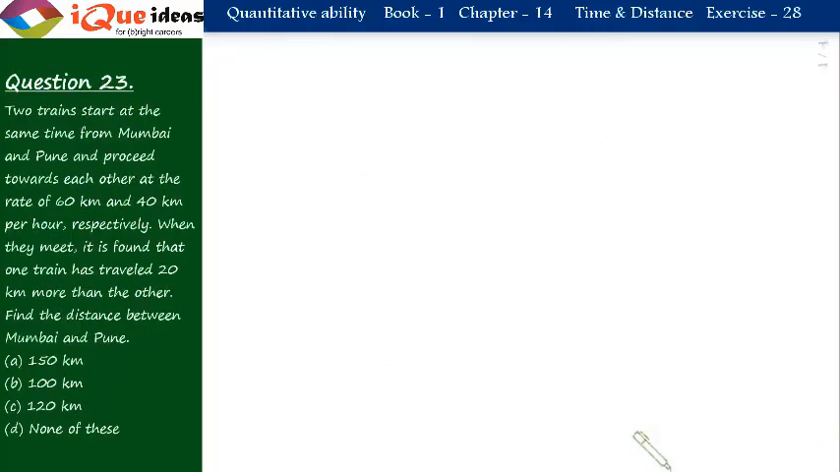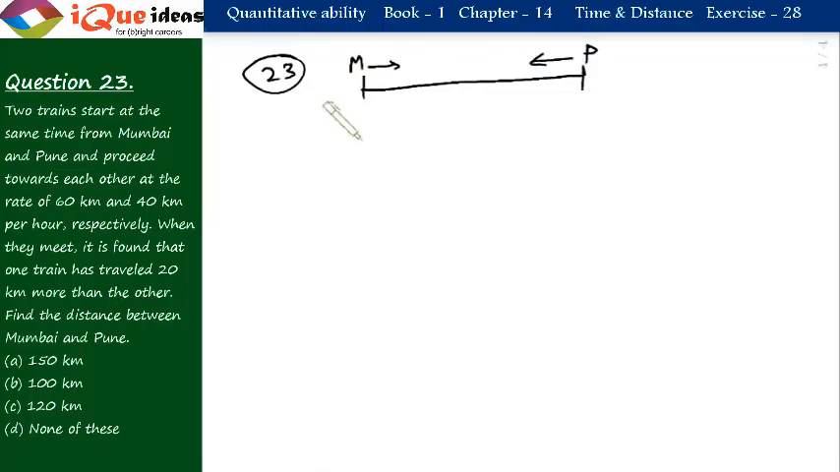Now let's take up the next question, question number 23. It says two trains start at the same time from Mumbai and Pune, alright, towards each other. So from Mumbai to Pune and from Pune to Mumbai, and the start time is the same. They start simultaneously. The first train is moving at a speed of 60 kilometers per hour and the second train is moving at a speed of 40 kilometers per hour. When they meet, it is found that one train has traveled 20 kilometers more than the other. Suppose they take T hours to meet.